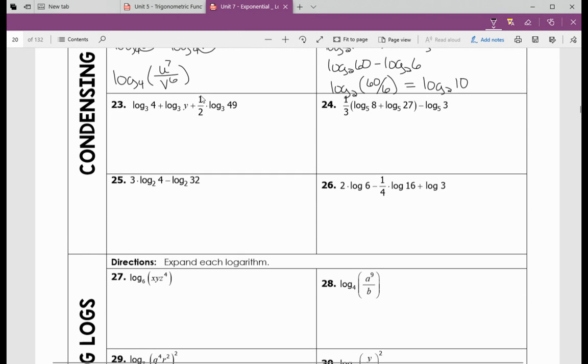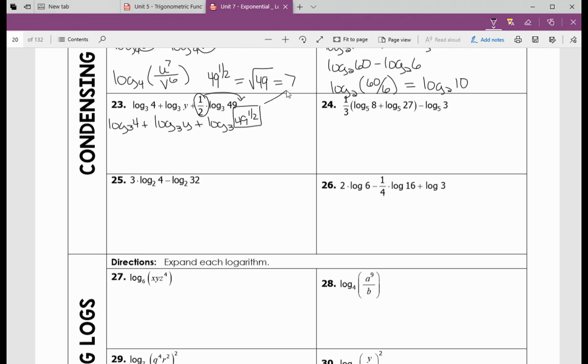In example 24, I do have a multiplier that I have to create an exponent with. So I've got log base 3 of 4 plus log base 3 of y plus log base 3 of 49 to the 1/2 power. Excuse me, I can't have a 1/2 power. So 49 to the 1/2 power is equivalent to the square root of 49, which is 7. So this simplifies to 7.